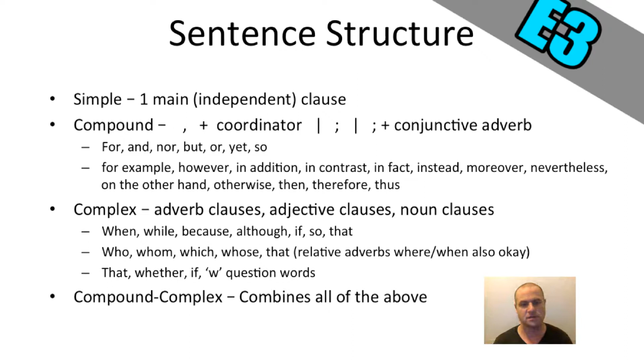So, how do we make these? As we talked about, the simple is just one main clause. For a compound sentence, you can use a comma plus a coordinator. And the coordinators you see here are for, and, nor, but, or, yet, and so. Also known as fanboys, right? Fanboys. Those are the coordinators. You can use only a semicolon, and you can use a semicolon plus a conjunctive adverb. However, for email, I would strongly recommend against using semicolons at all in emails.